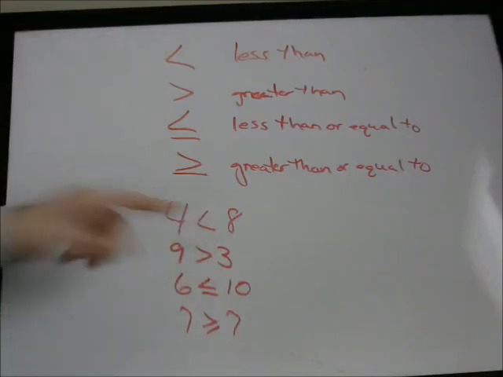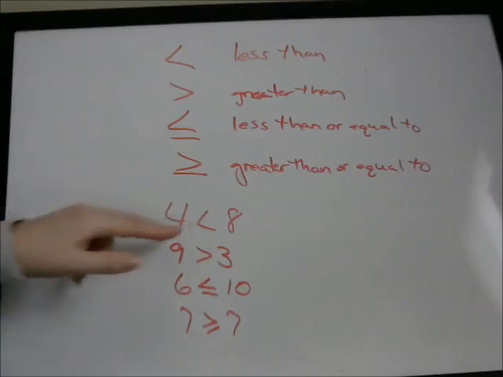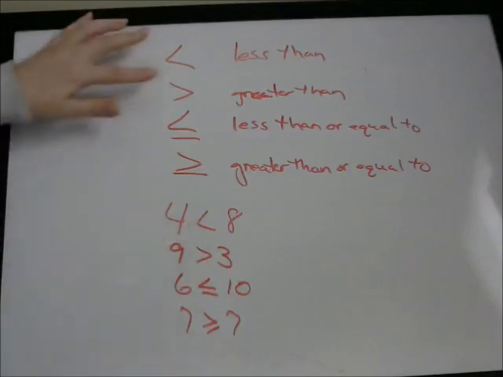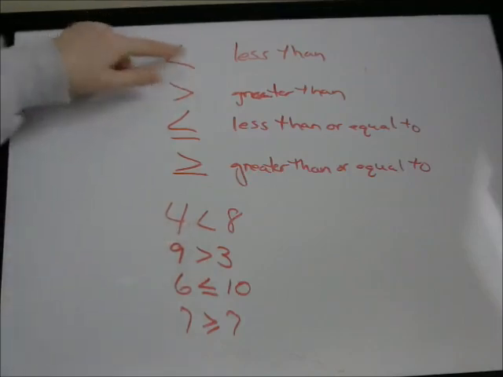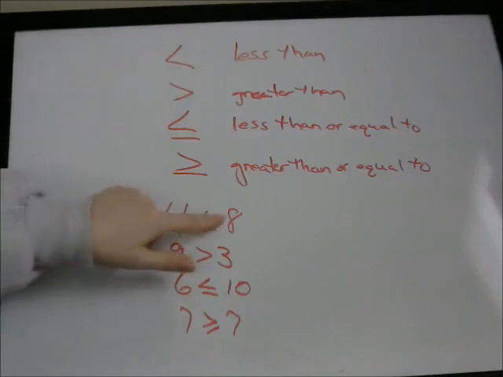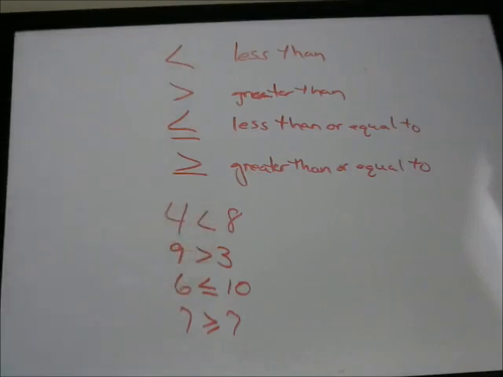And one way that they generally teach to remember this is if you think of it as an alligator mouth, it wants to eat the bigger number. So the bigger number is always going to be on the side that the alligator is eating.